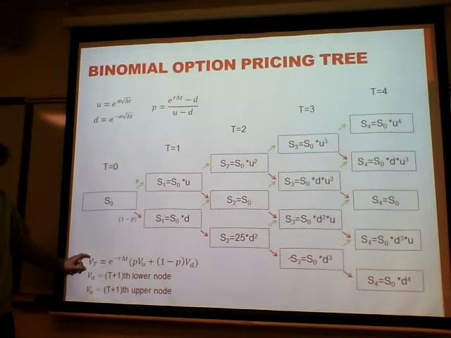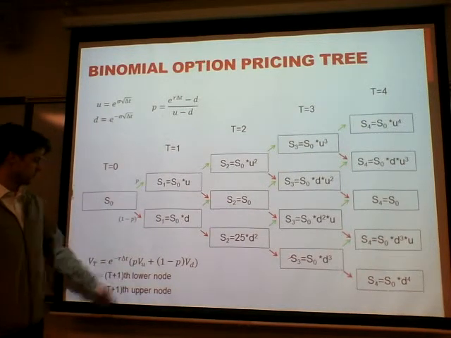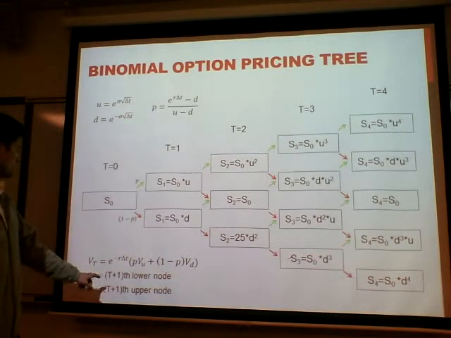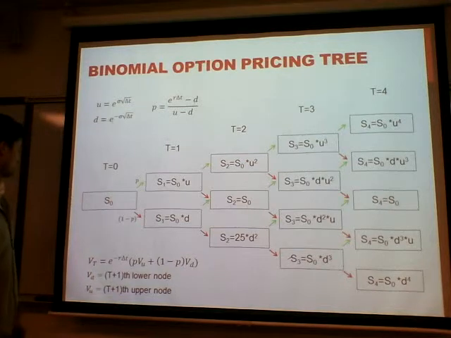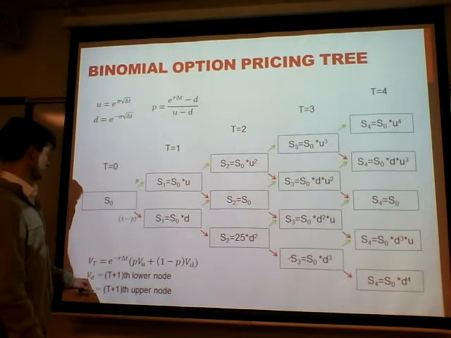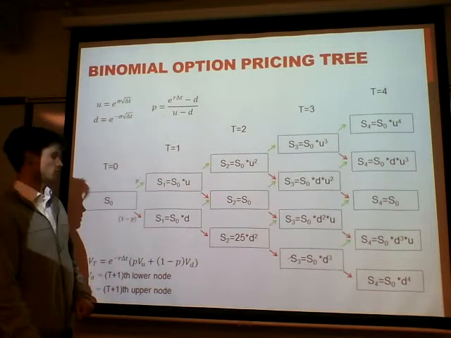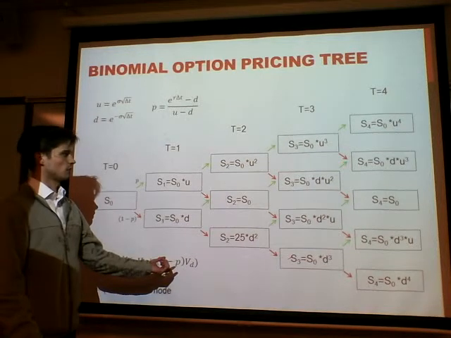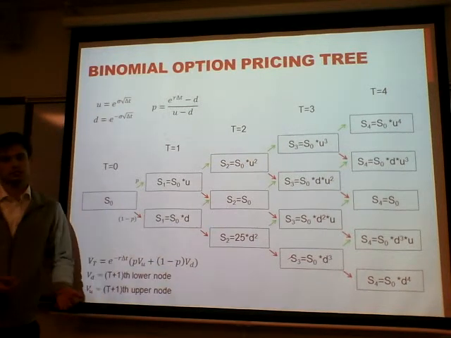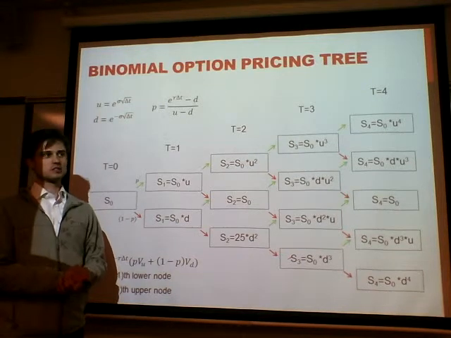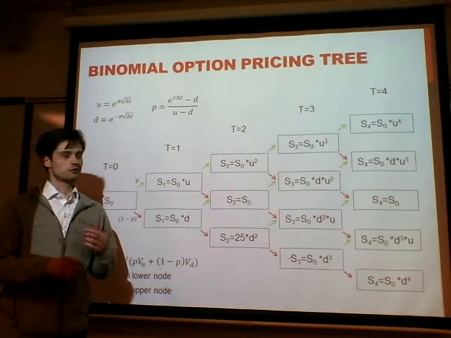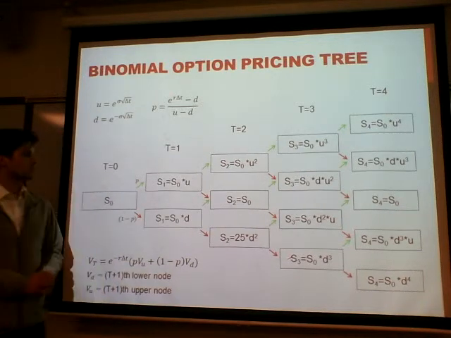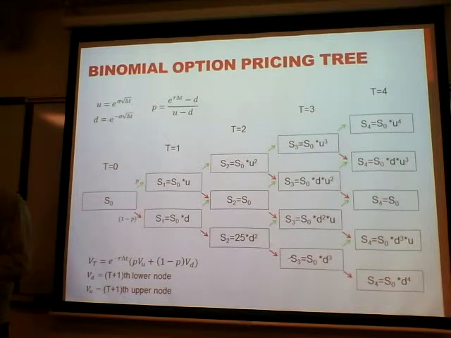And just to clarify, V_u is going to be the value of the option at the t plus 1 upper node, and then V_d is going to be the value of the option at the t plus 1 lower node. So this is why V_u and V_d are using the prices of the options in the future to price the option at an earlier time. So that's basically the blueprint of the model. Now let's take a look at an example.